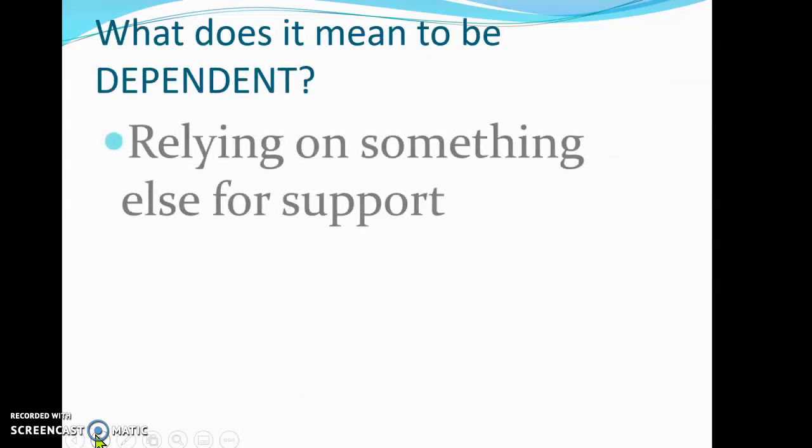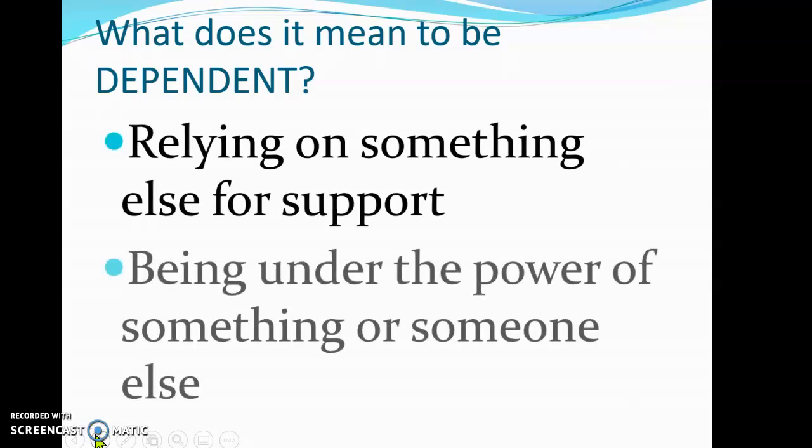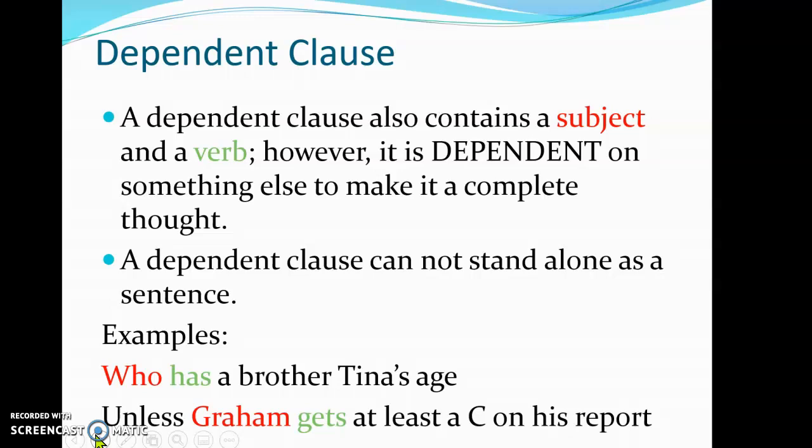Dependent clauses, however, rely on something else for support, and they are under the power of something or someone else. That other thing is the main sentence, the independent clause. So dependent clauses, just like independents, also have subjects and verbs, but it needs more information. We've talked a lot about adjective clauses. Who has a brother Tina's age is an adjective clause. It's talking about somebody. So the sentence could be, Lester, who has a brother Tina's age, drives a motorcycle. Who has a brother Tina's age is the adjective clause. So that's just a reminder.